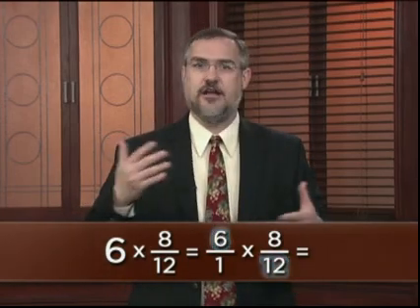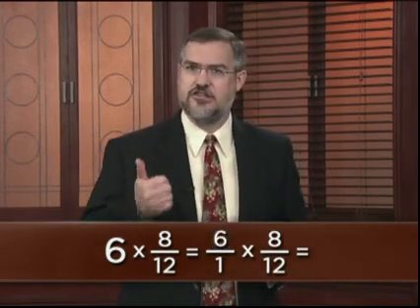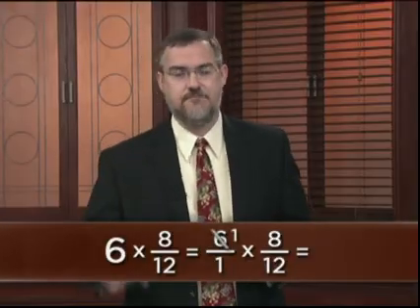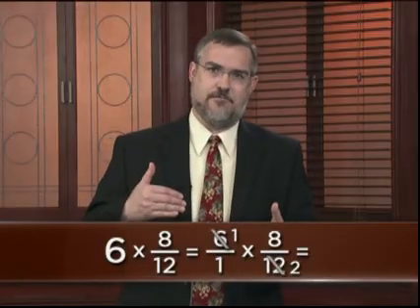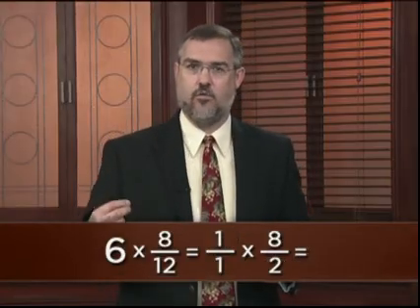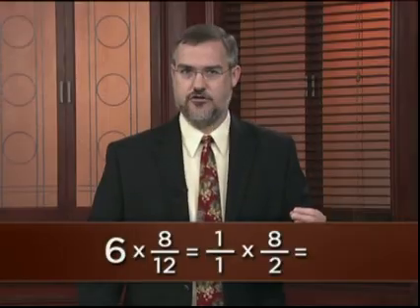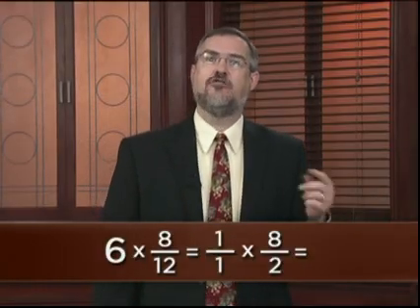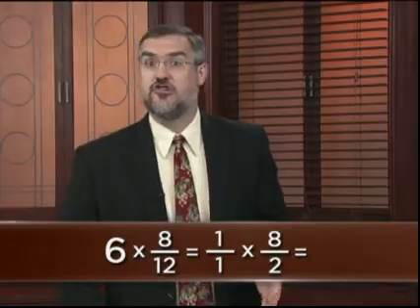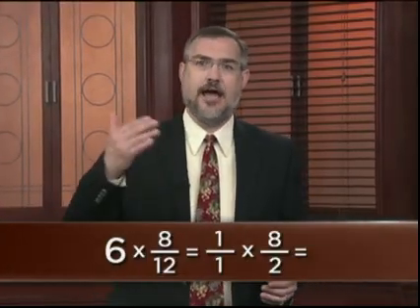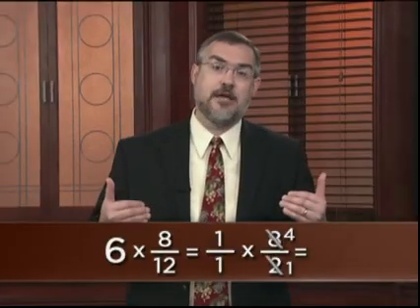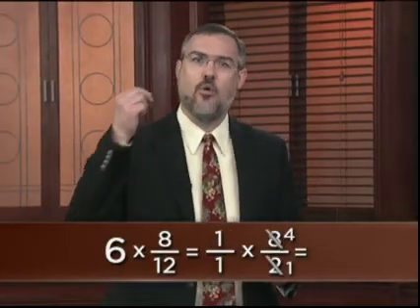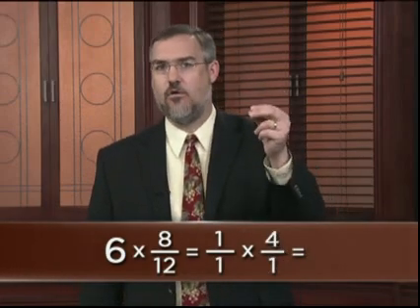Notice that the 6 and the 12 can share in some of this cancellation. I know that 6 divides 6 exactly 1 time, and I know that 6 divides 12 exactly 2 times. So I can rewrite my problem as 1 over 1 times 8 over 2. No problem there. Now notice that the 8 and the 2 are both even, so they can both have a 2 divided out of them. 8 over 2 is actually 4, and 2 over 2 is 1. So my problem can be rewritten again as 1 over 1 times 4 over 1.